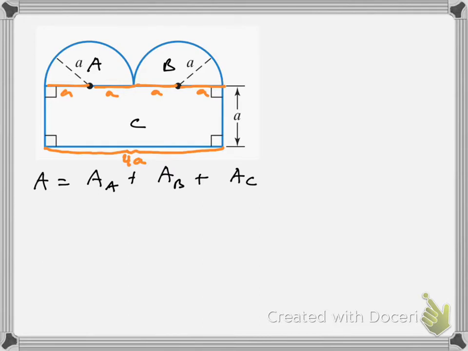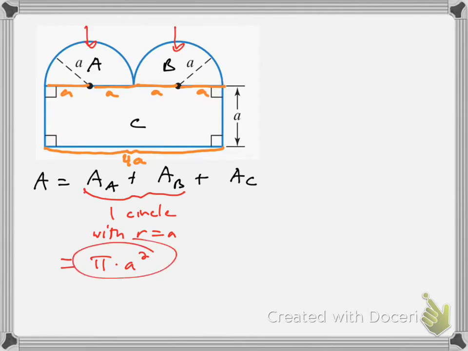Notice that if I sum these two up, the two semicircles, don't I just get one circle of radius A? So basically those two combined should give me pi times the radius squared, correct? Because these two, this semicircle and that semicircle together make one circle. So they have one circle of area.